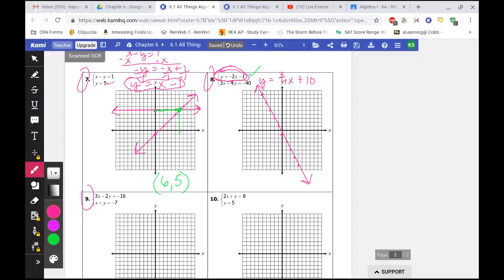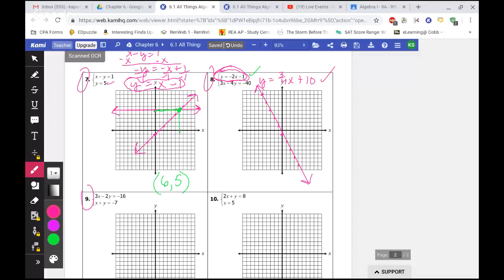And just reminding you again, a lot of times I plot a lot of points when it comes to these because I want to make sure I have enough points to be crystal clear on where that intersection point is, because that is the solution, where they intersect.